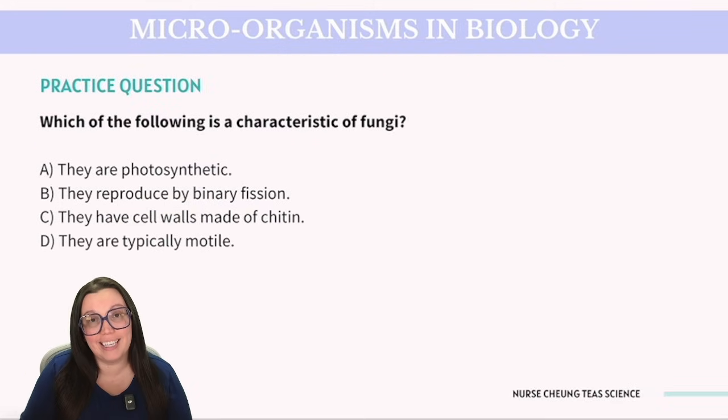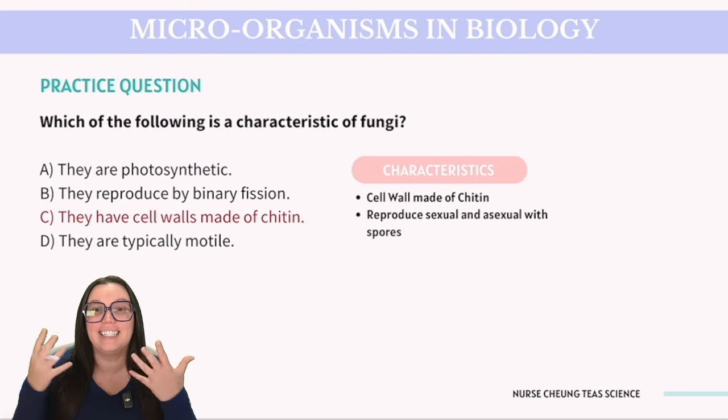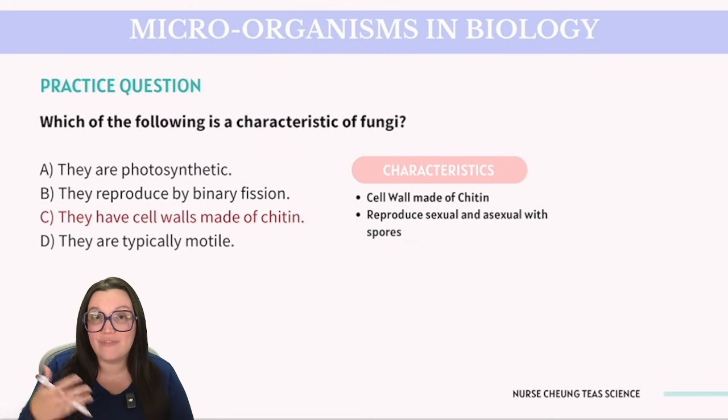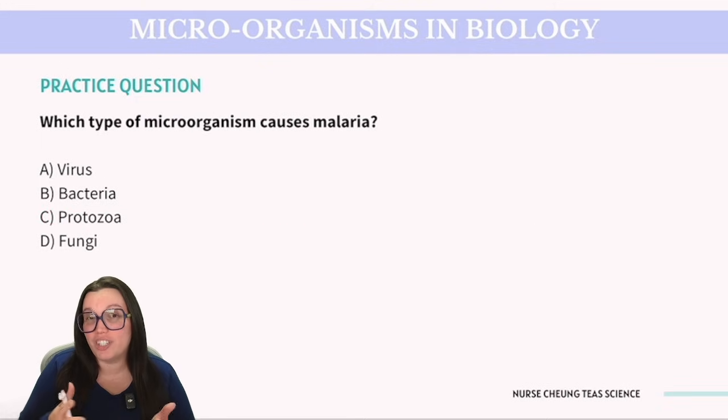Which of the following is characteristic of fungi? Is it A, they are photosynthetic, B, they reproduce by binary fission, C, they have a cell wall made of chitin, or D, they are typically motile? And the correct answer is C, they have a cell wall made of chitin. Remember, fungi have that cell wall, and it's going to distinguish them from plants, who have cell walls made of cellulose.